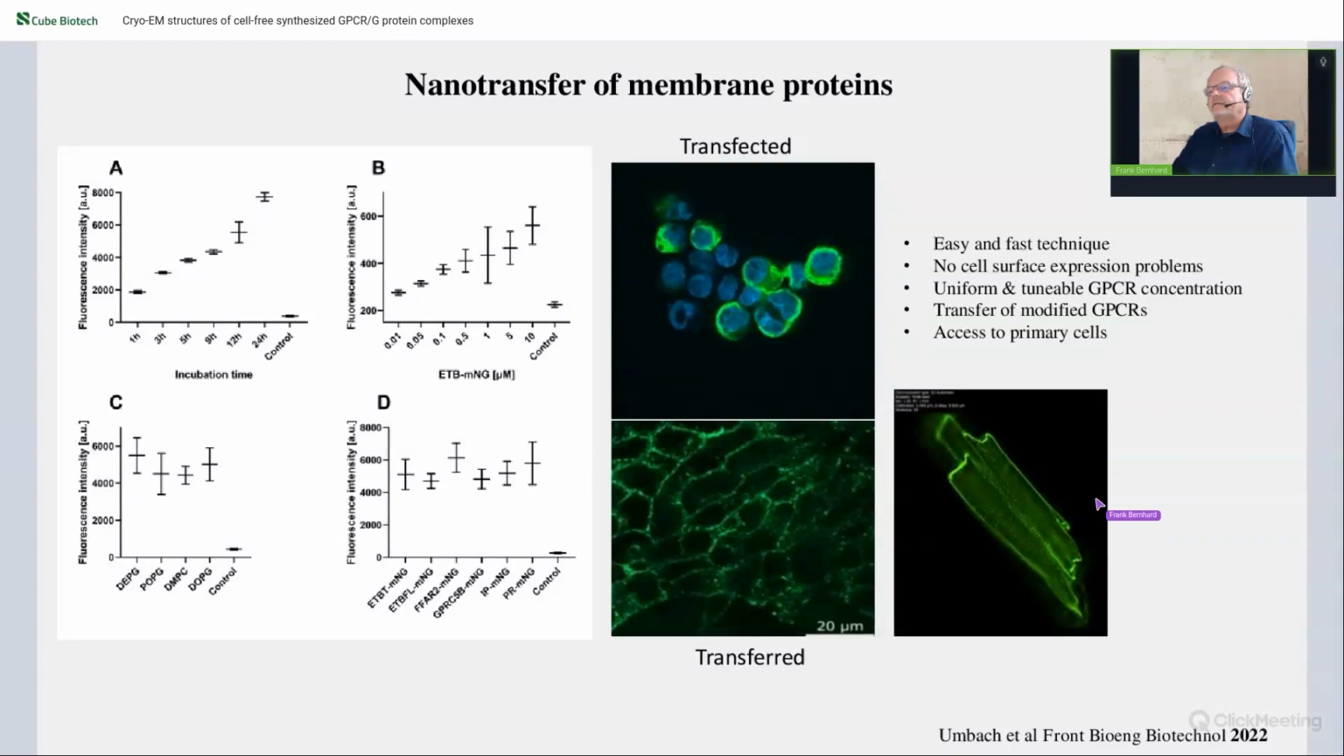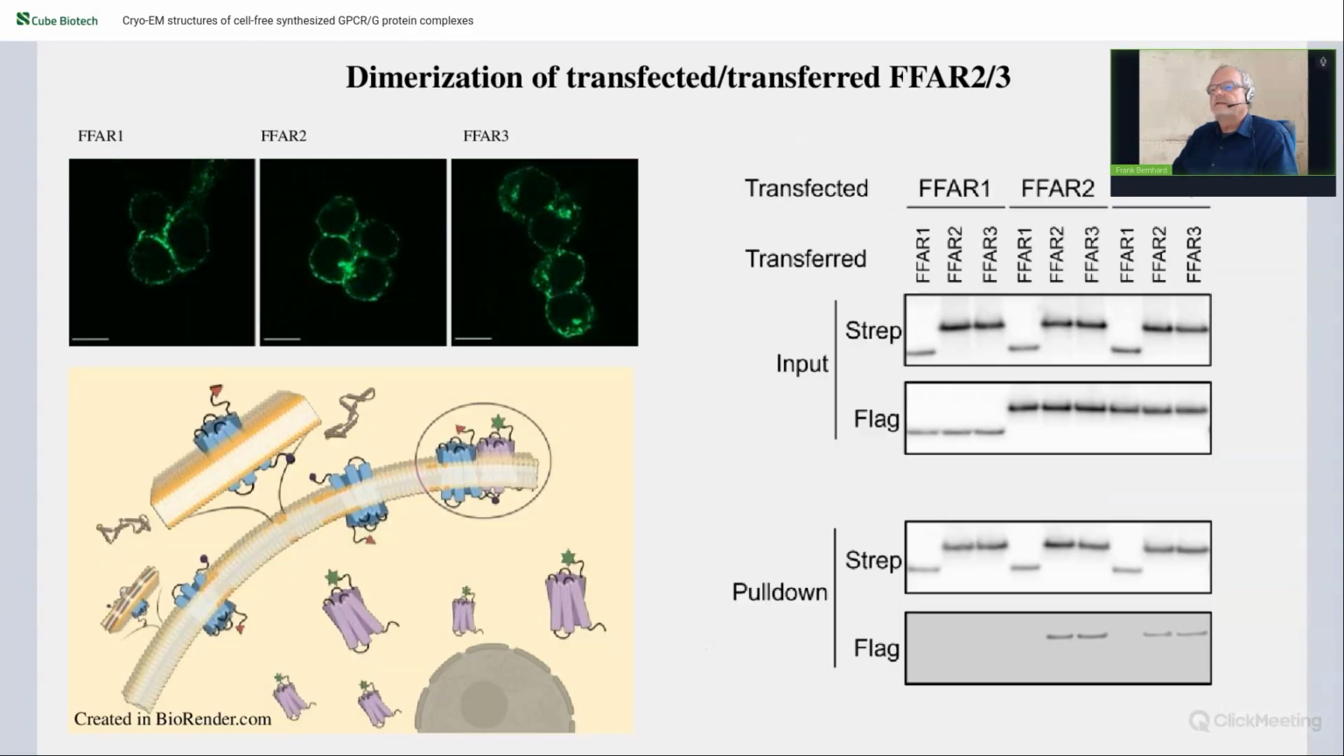Very interesting is that with a nanotransfer, you have access to primary cells. What you see here is a freshly isolated heart muscle cell, transferred with a histamine 2 receptor attached to MHE for better visualization. It's not possible to transfect those cells because we cannot cultivate them. Within 1 day, they lose their differentiation, and transfection takes even longer. So those primary cells are only accessible by the nanotransfer for the analysis of recombinant protein.